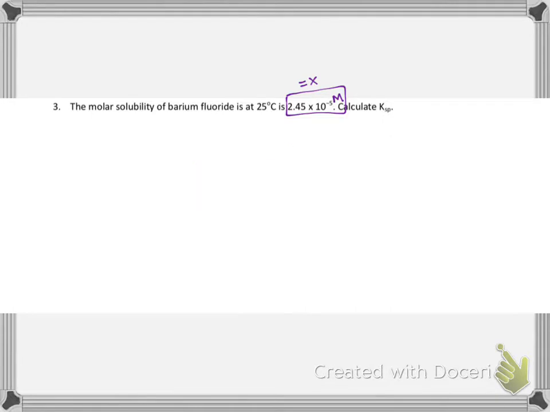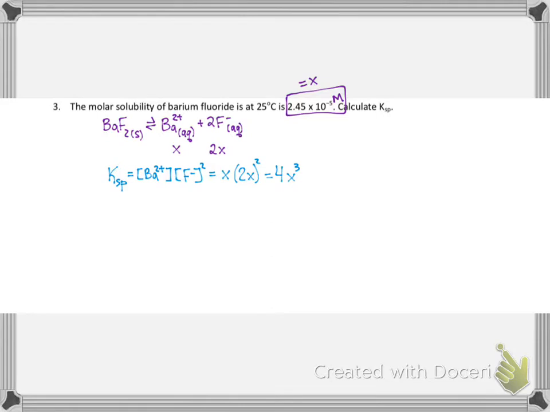Don't forget to try it first. So we start off by setting up our mini ICE table, and then we plug into our KSP expression. And of course, like the magical chemist that you are, I'm sure you wrote out your equilibrium constant expression before you plugged your X values in. So we get that our KSP is equal to 4 times the molar solubility cubed. So we just plug in the value for X. And there you go. Short and sweet.